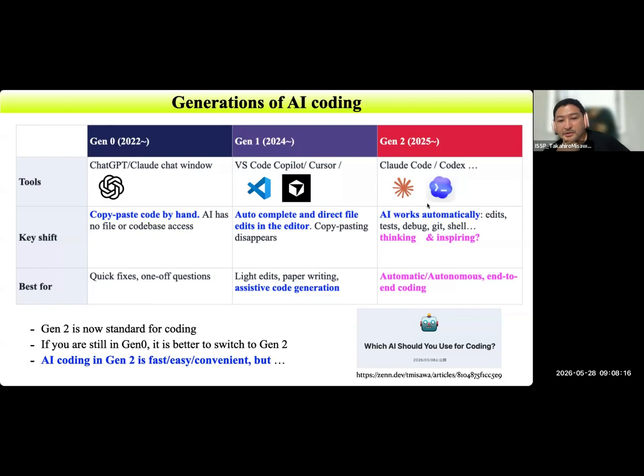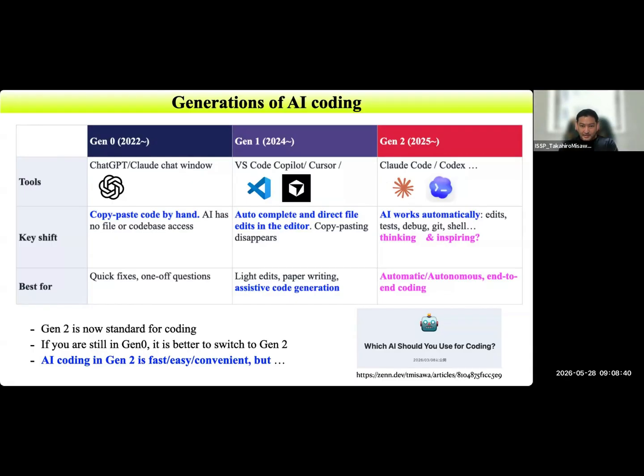And so in this generation, AI works automatically. That means that AI automatically writes code, automatically identifies bugs, and automatically uses Git. Using Git, AI automatically does Git commit or Git push. So that is a very surprising result, and that is very convenient.